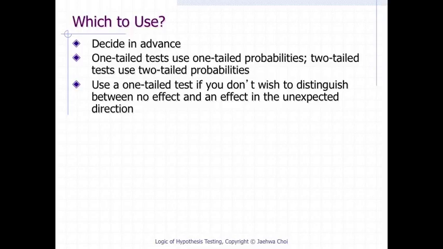One-tailed tests are appropriate when it is not important to distinguish between no effect and an effect in the unexpected direction. For example, consider an experiment designed to test the efficacy of a treatment for the common cold. The researcher would only be interested in whether the treatment was better than a placebo control. It would not be worth distinguishing between the case in which the treatment was worse than a placebo and the case in which it was the same, because in both cases the drug would only be worthless.